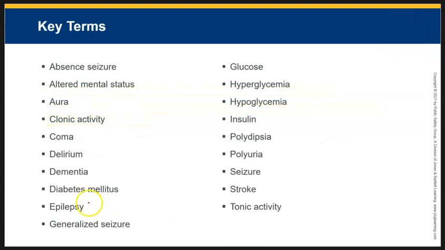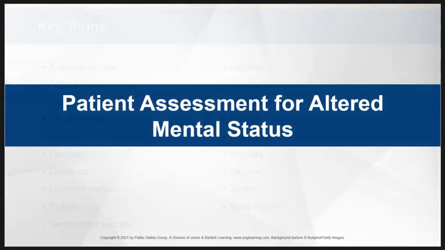Now keep in mind some of the causes of AMS could be something like epilepsy, they could be something like diabetes, they could be something like a stroke. We'll address each of these.